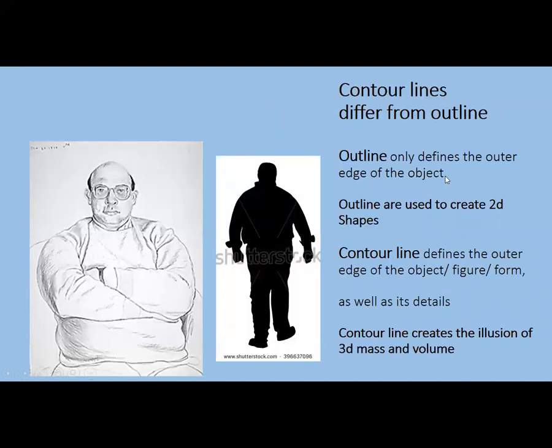Contour lines differ from outlines. I know I'm repeating myself, but I really want you to understand this. Outline only goes around the edge of the object. Outlines only create 2D shapes. Contour lines go around the outer edge as well as flow within to create the illusion of 3D mass and volume. They make things appear to be three-dimensional.